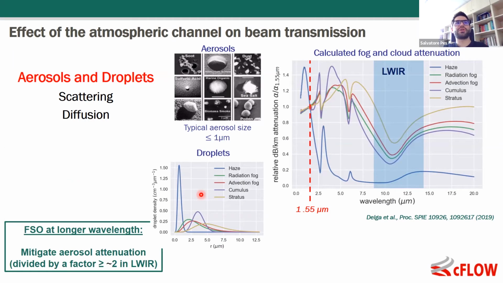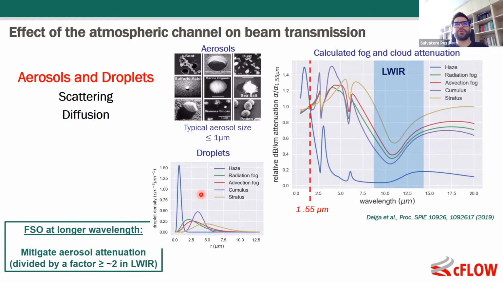As I said before, communication established in the LWIR, the mid-infrared domain, is interesting because it suffers less from atmospheric effects. What are these effects? Basically, they are related to two things: aerosol and droplets present in the atmosphere. This results in scattering and diffusion phenomena.